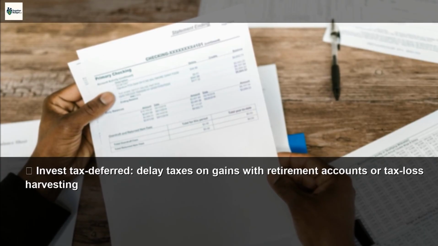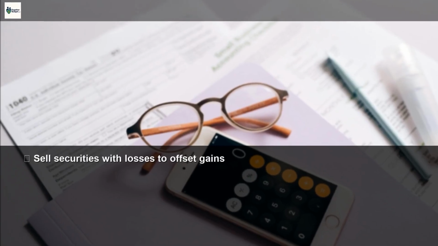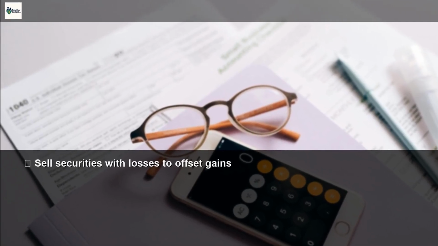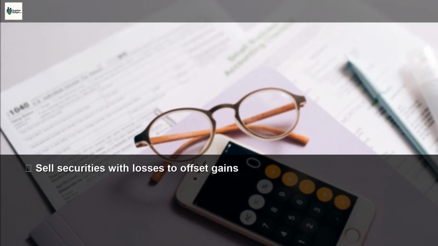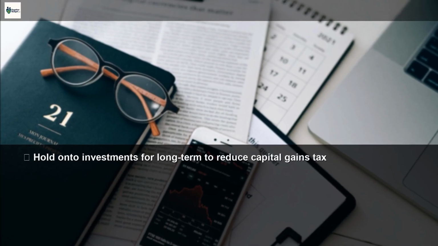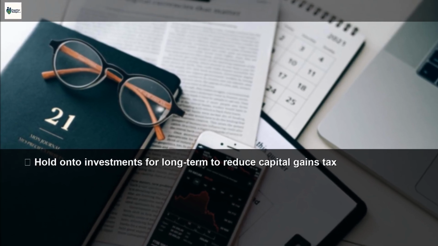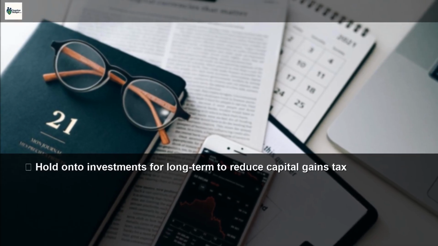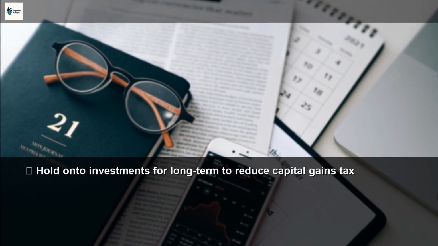Tax-efficient investing strategies involve making smart choices about where to invest and when to sell. Tax loss harvesting involves selling securities with losses to offset gains from other investments. This can help reduce taxes owed and increase your after-tax returns. Long-term investing can also help minimize taxes. As you hold on to investments for longer periods, the impact of short-term capital gains tax is reduced.